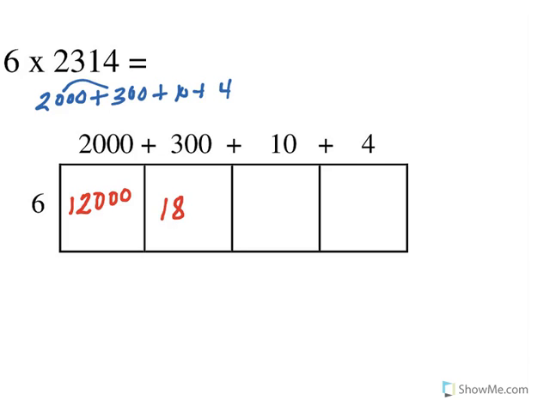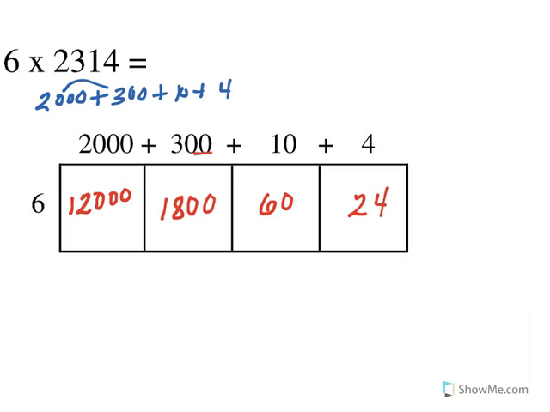And because I left my 2 zeros off, I'm going to put my 2 zeros back on so that 6 times 300 is 1,800. 6 times 10 is 60. And 6 times 4 is 24.